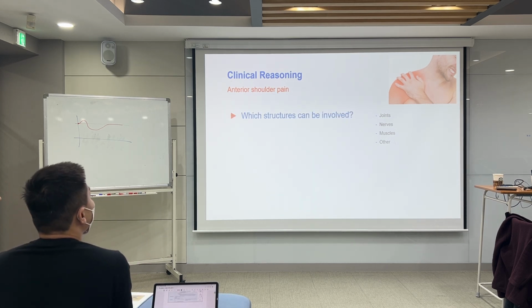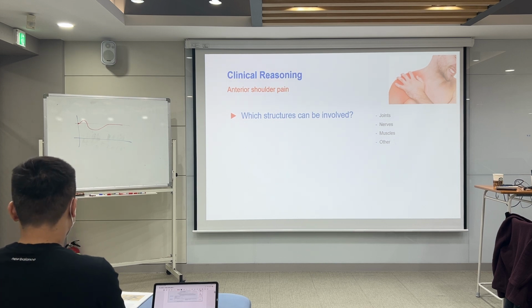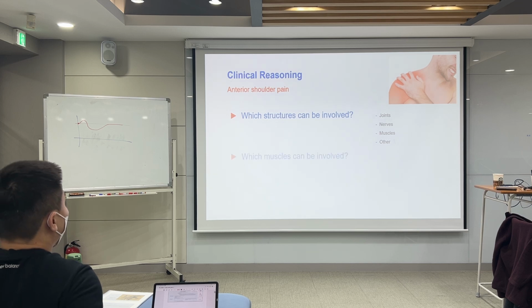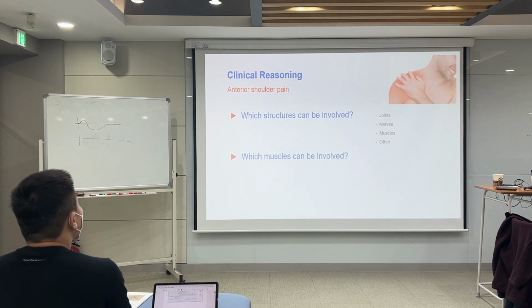Anterior shoulder pain and structures can be involved: joints, nerves, muscles, others. This we know. And which muscles can be involved? I think it could be an anterior joint.